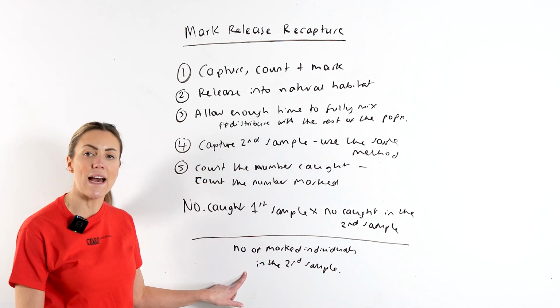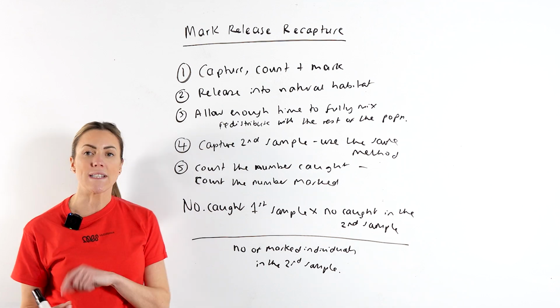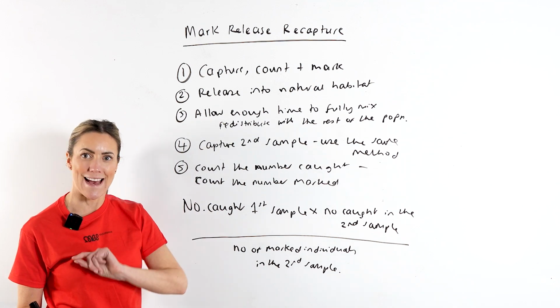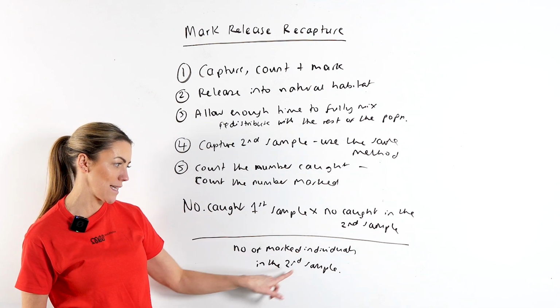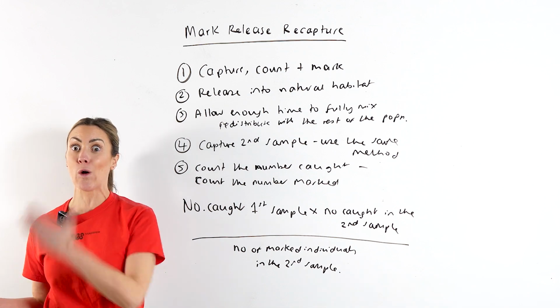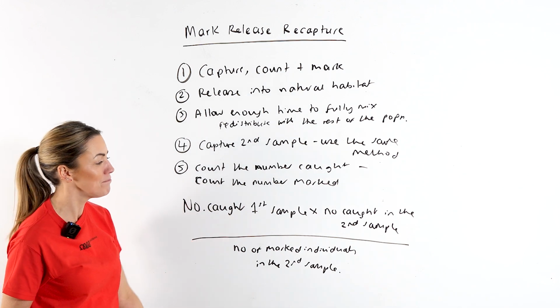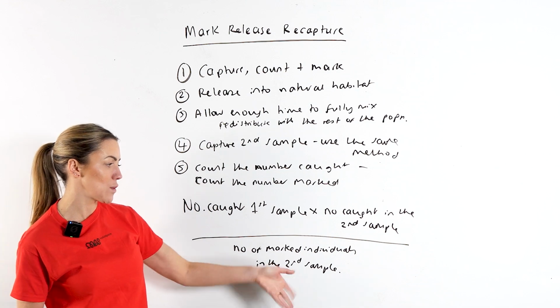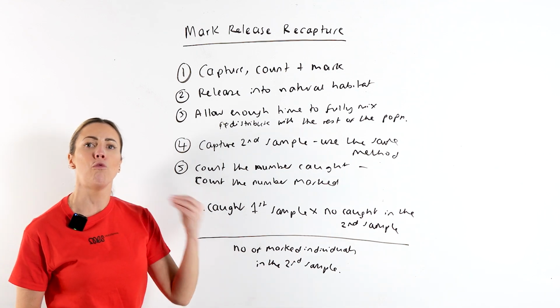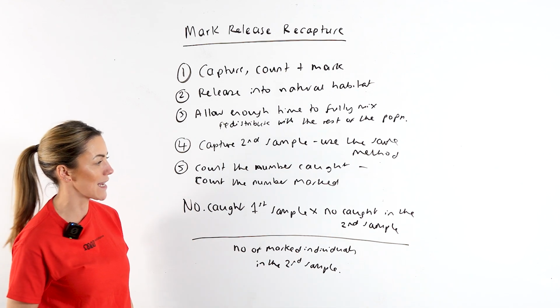Or another way to think of that, it's the number of animals that you have recaptured. Because if they were marked in the second sample, that's telling you they were caught the first time as well, and then they were caught the second time. So the number of marked individuals in the second sample, or the number that were recaptured in that second sample.